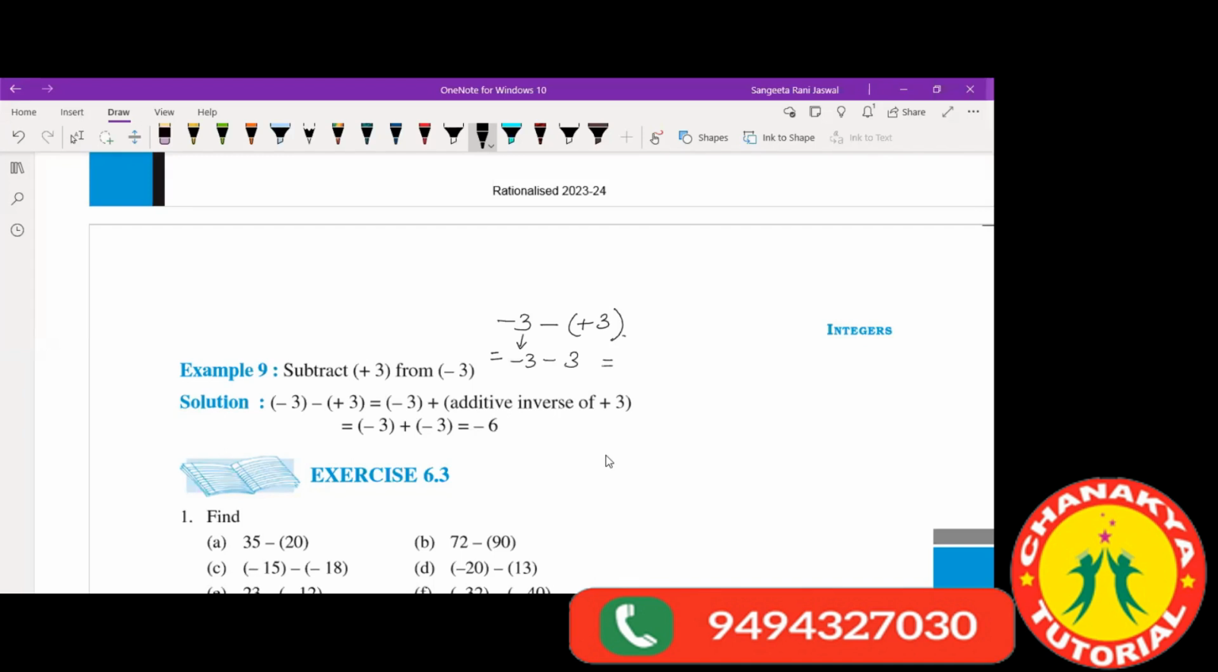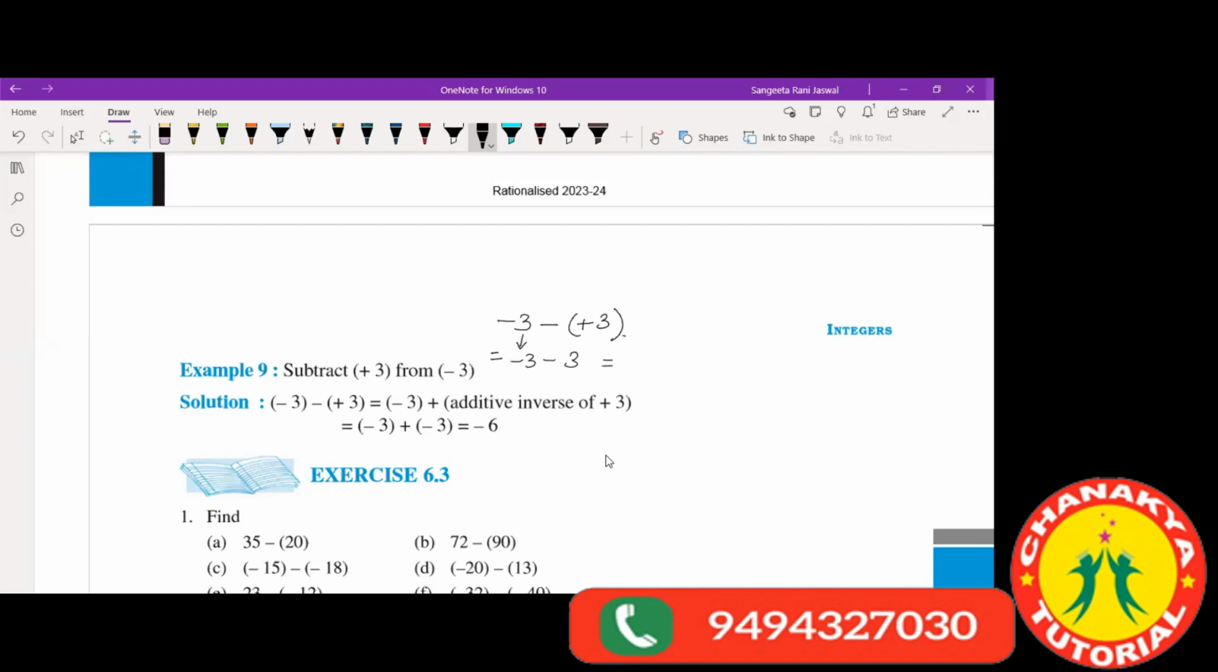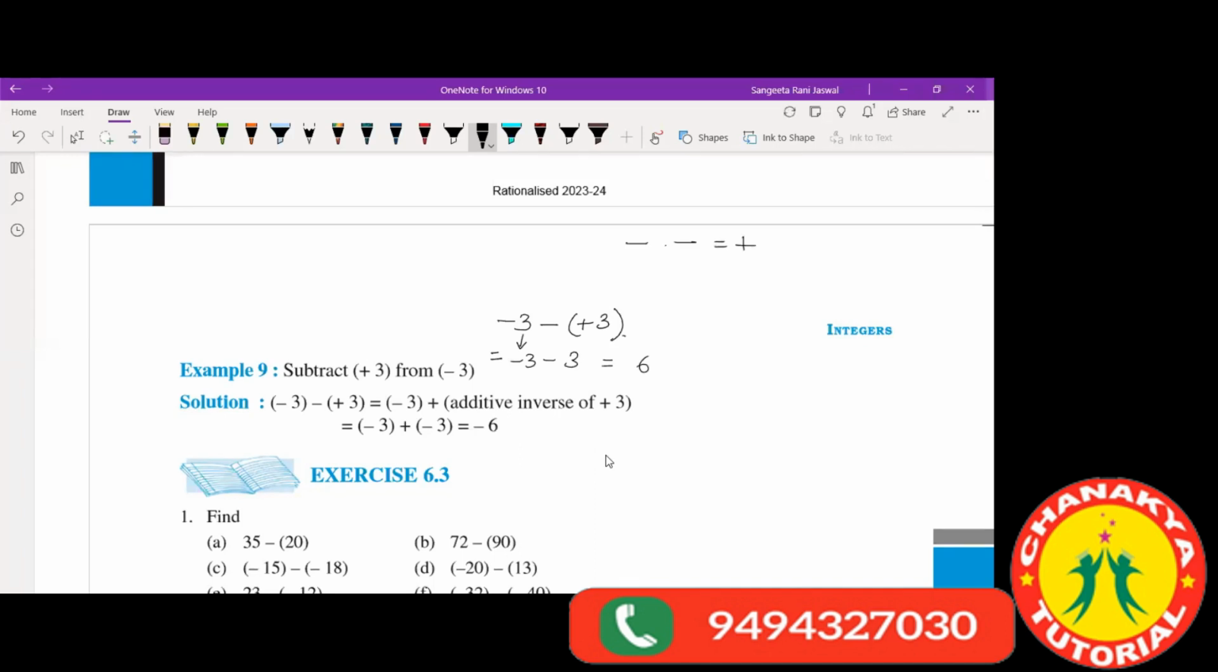So now you can see I have two numbers with the same sign. So what will I do? Ma'am, we add. When we have same signs together, what do we do? We add. Okay, Adya, we add. Yes, ma'am. And the sign of the bigger number. Which is the bigger number here? Both are equal. So we'll put one sign. Right? You get it? So the answer is -6.